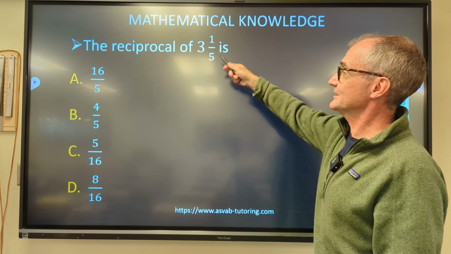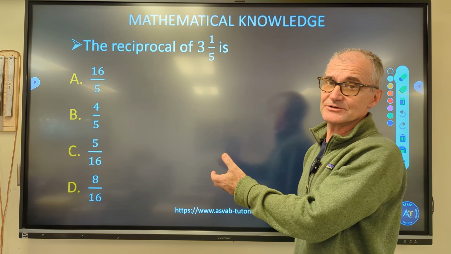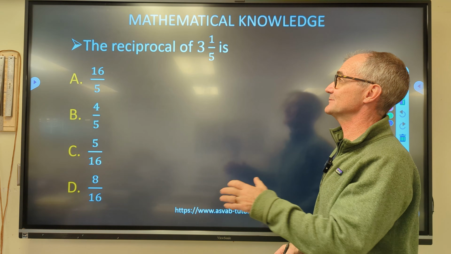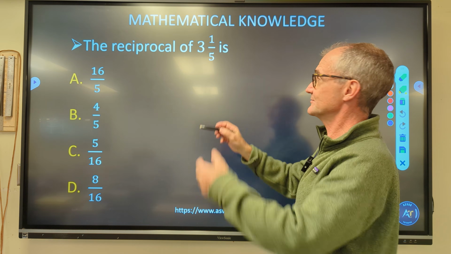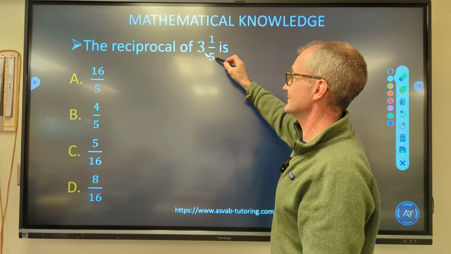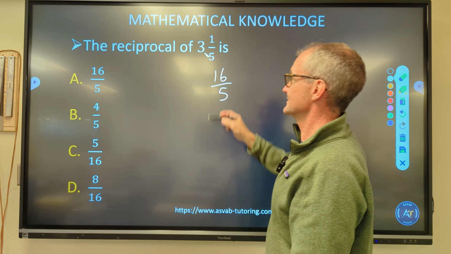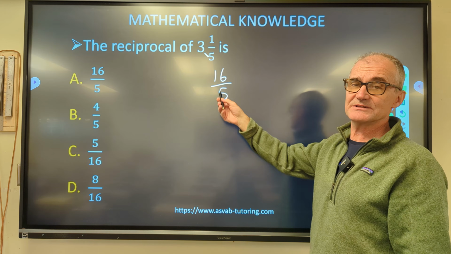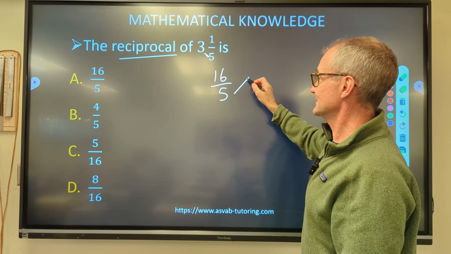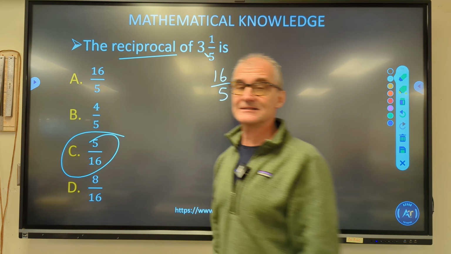The reciprocal of 3 1/5 is, so a reciprocal is a fraction that you turn over. So this is a mixed number. It has an integer and a fraction to it. First thing I have to do is turn it into improper fraction, and then I'm going to flip it over. The way I do that is I take the whole number times the bottom number, so 3 times 5, 15, plus that number, 16, and I get 16/5. So 3 1/5 is the equivalent of 16/5. Now I find the reciprocal of it. I flip this over to get 5 over 16. Correct answer, answer C right there.